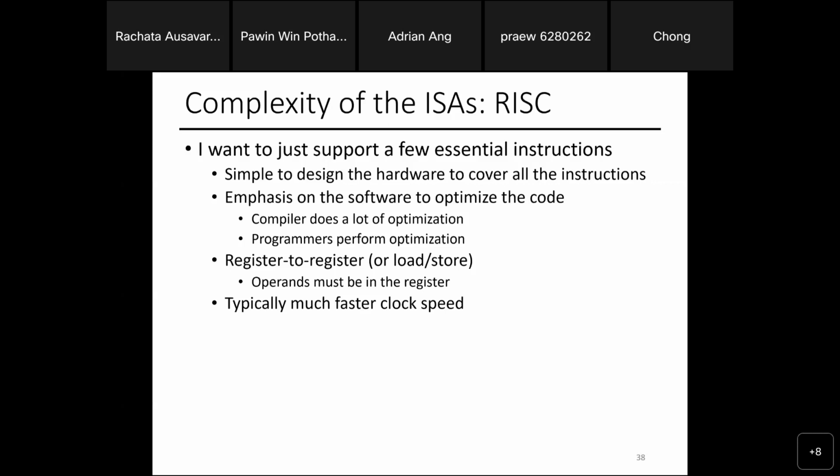Typically, because you only support a few instructions compared to a CISC architecture, your clock speed is a lot faster because your design is simpler. So you can clock faster. Most of the time, you can have a deep pipeline, simpler design, and fast clock.